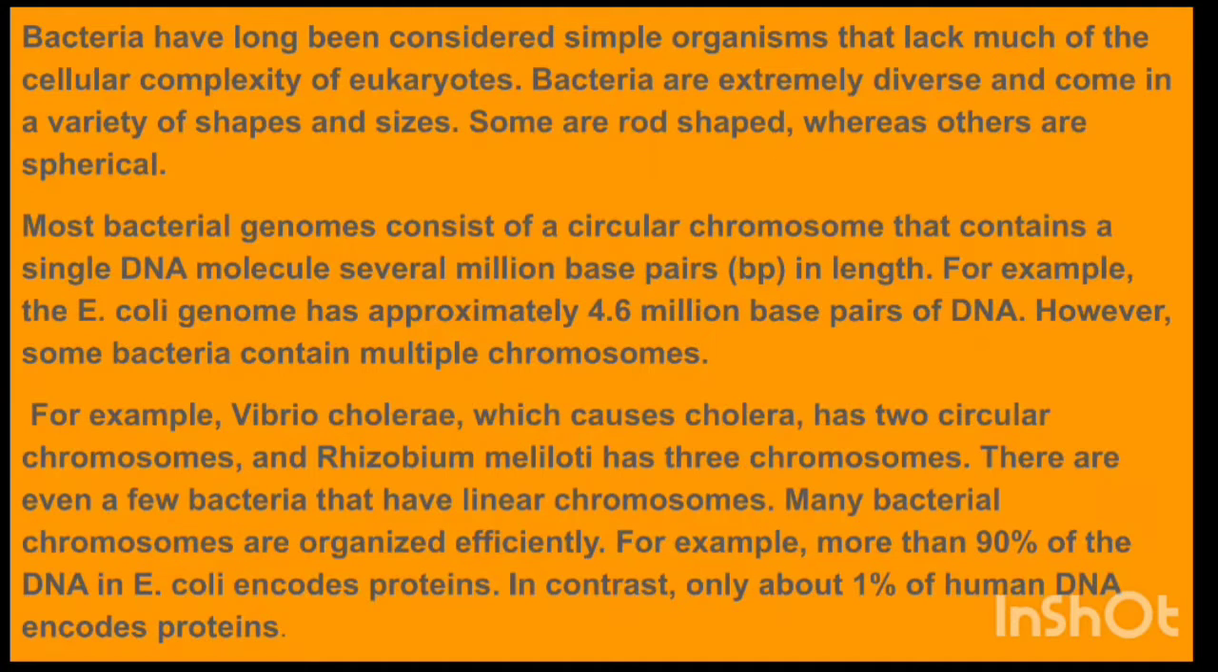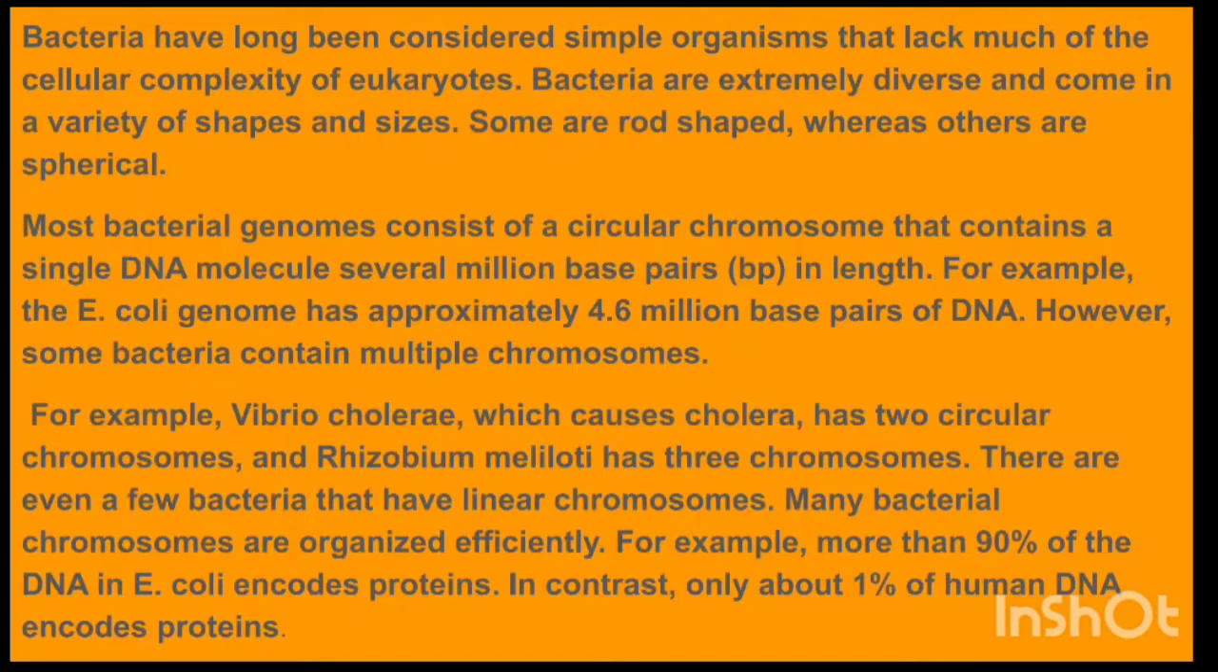Most bacterial genomes consist of a circular chromosome, and that circular chromosome contains a single DNA molecule several million base pairs in length, right? So there is a single DNA molecule in the bacterial genome. For example, the E. coli, that is Escherichia coli genome, has approximately 4.6 million base pairs of DNA.